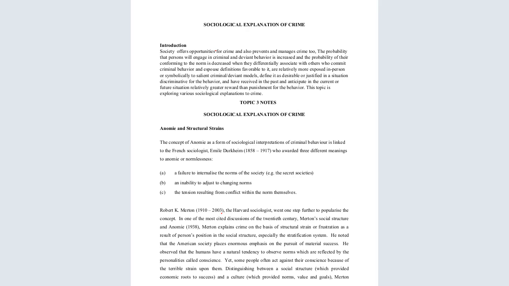So a society itself will offer a lot of opportunities for crime and criminal activities to occur. So it is the society that will give that opportunity, or it will make it difficult for crime to occur. And the society can do this by, number one, coming up with prevention mechanisms. Society can come up with preventive measures that are put in place to ensure that crime does not occur.